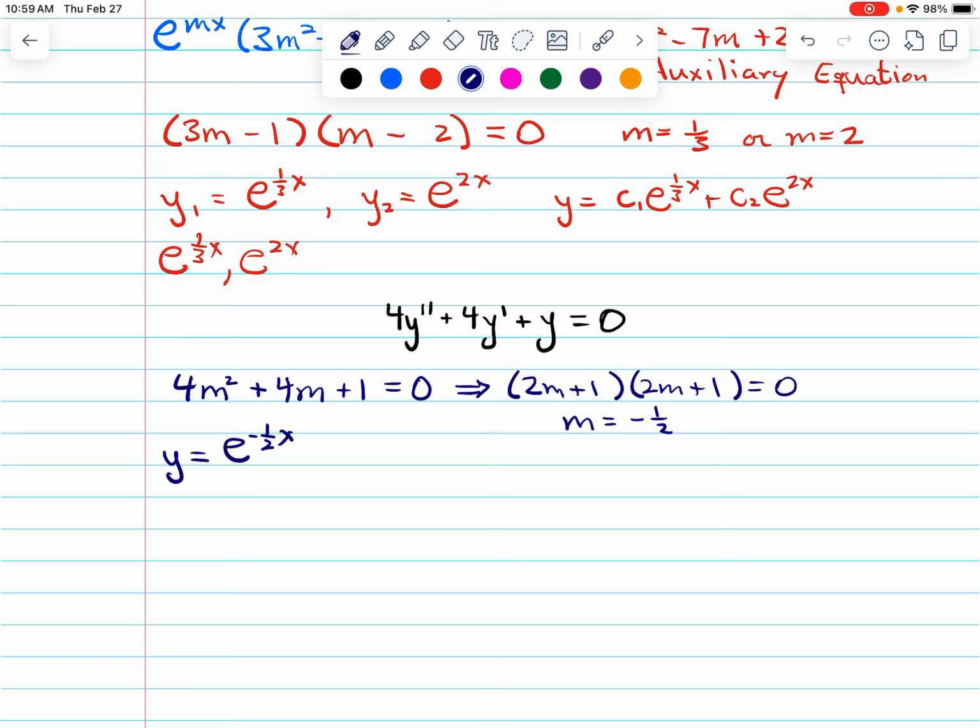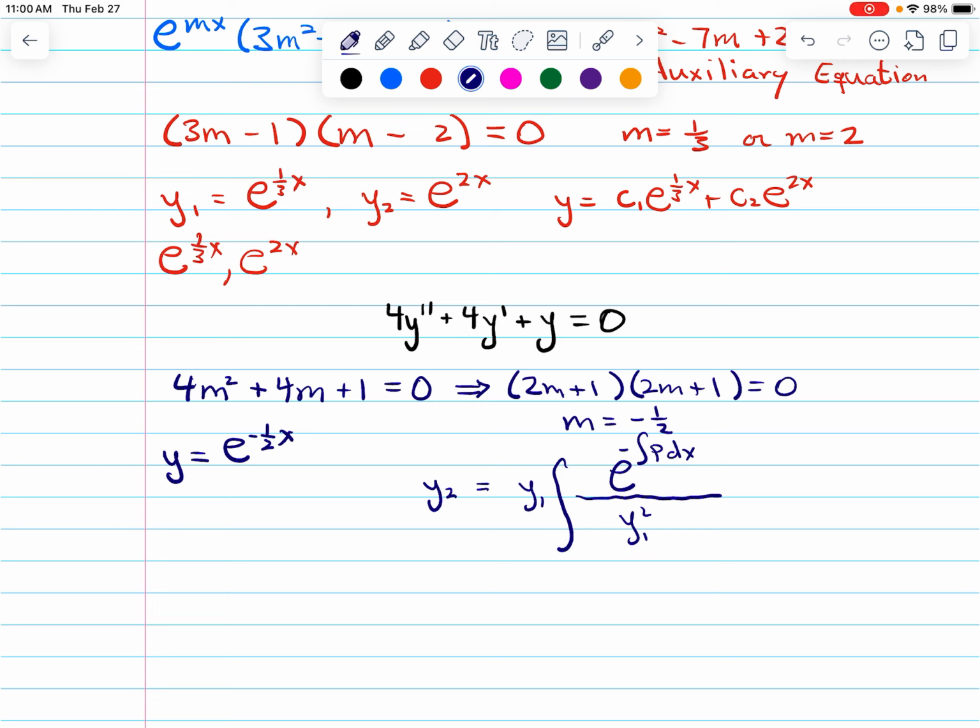Now, I need another solution. And this method only gave me one. However, remember, we know how to find another solution because recently we went through this process of reduction of order. And we came up with a formula that if you want to find the second solution, take the first solution and then multiply it. So here's the first solution, and then multiply it by this. Take the first solution squared down here, and then e to the negative p dx.